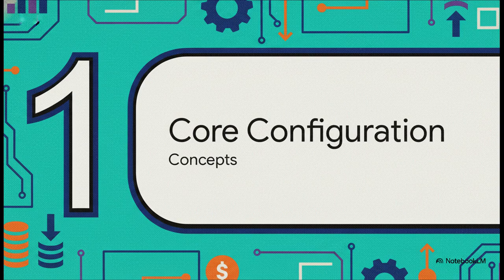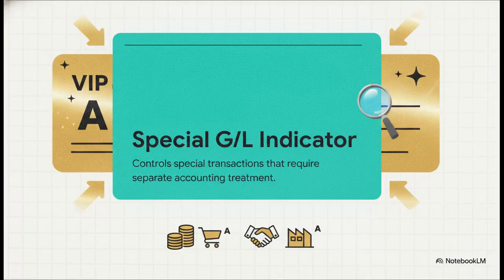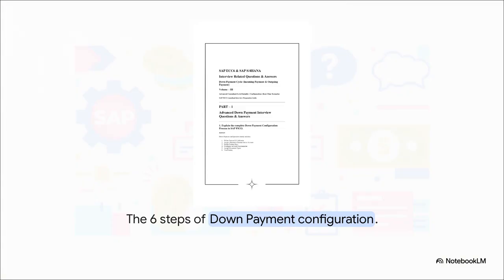This is where we lay the back-end foundation. Now what's really fascinating here is the Special General Ledger or GL indicator. You can kind of think of this as a VIP pass within SAP. It literally tells the system to completely bypass normal accounting logic and route these specific advances into alternative reconciliation accounts. For down payments, whether we're talking about a customer or a vendor, this VIP pass is typically designated by the indicator A. As an SAP consultant, you absolutely have to know the 6 critical back-end steps by heart.